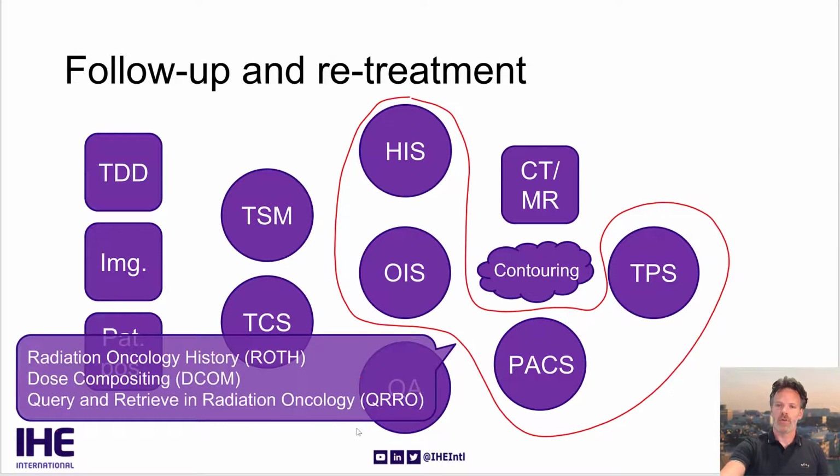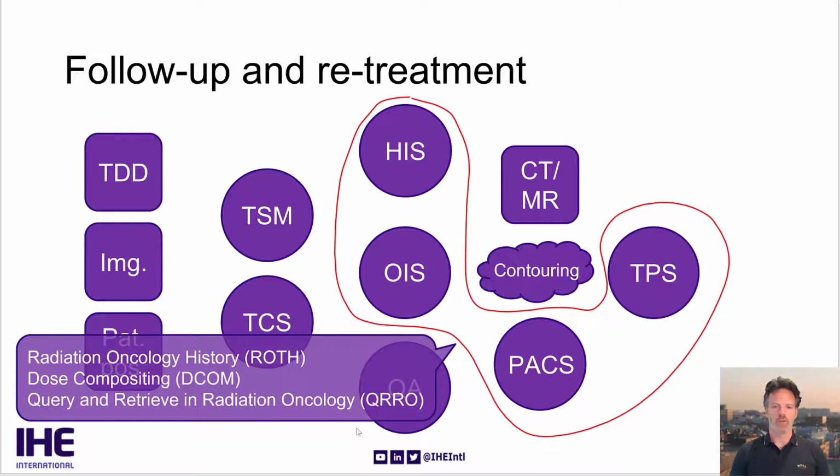And then there's a follow-up and retreatment. And here we have the radiation oncology history. This is a detailed record of everything that was delivered, not only the superficial level of the previously mentioned profile, but detailed dose distributions, images, everything that's needed for a retreatment or for resuming a treatment that was interrupted elsewhere. So this is when transferring between clinics or when coming back to the same clinic with a previous treatment history.